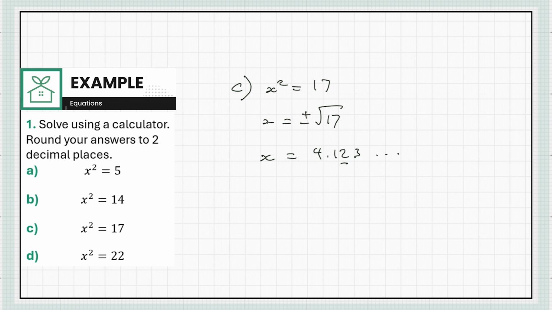Now, here's our second decimal place. And here is our critical digit. Because our critical digit is less than 5, then we can round down, which means we drop everything past the 2. Which means you write x is equal to plus or minus 4.12, and then we can write to 2 decimal places.